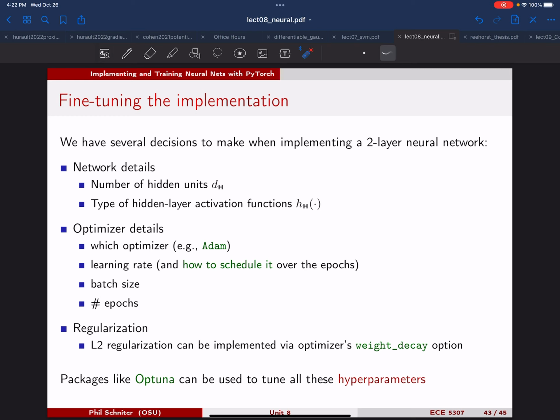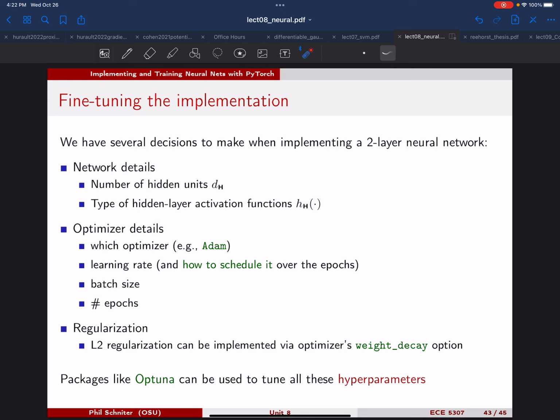So generally speaking, you usually just try a number of different values to see the trends. Another choice is the type of hidden layer activation functions, sigmoid or tanh or relu, whatever you want. And then in terms of the optimizer, there's a number of details. First, you have to select the algorithm, like do you use Adam or something else. The learning rate's also important, as we saw.